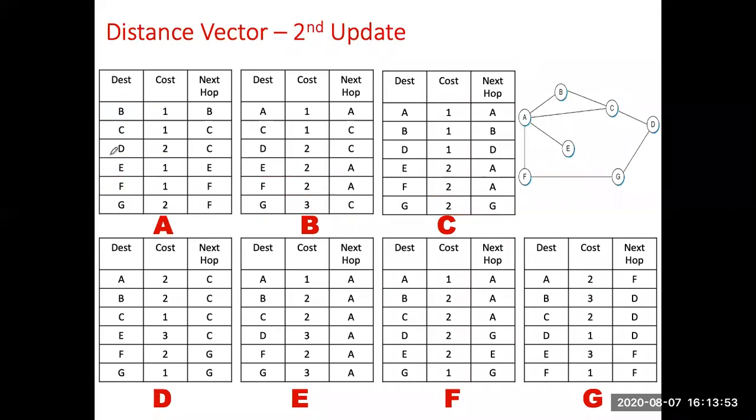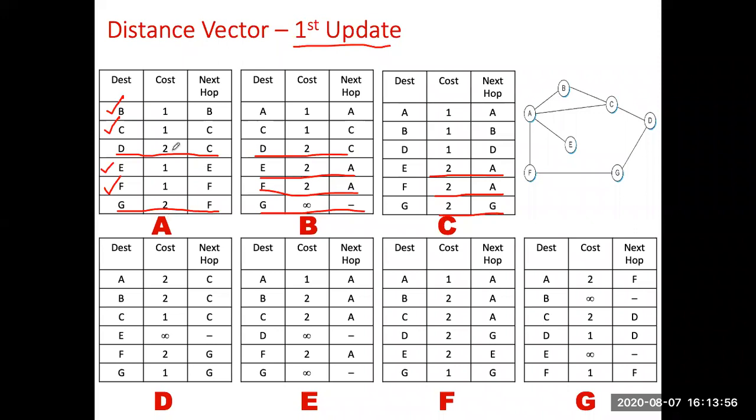First of all, see how we will calculate the cost of D. It was infinity for A because it was not the direct or the immediate neighbor of A. When C shares its information with A, C will tell A that C has the information of D. That is, the cost of D is 1, and it can be reached by the next hop D.